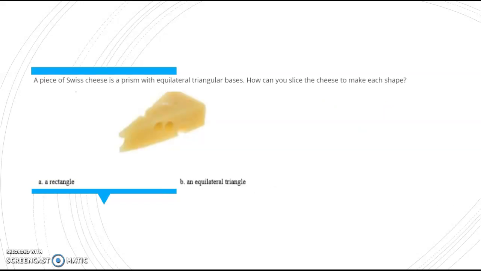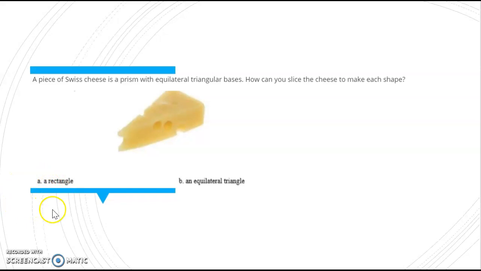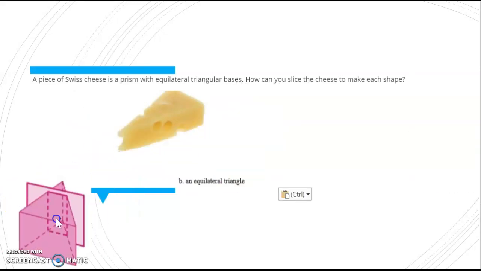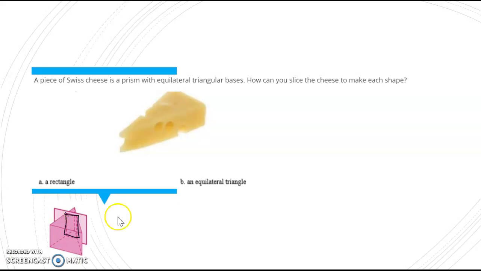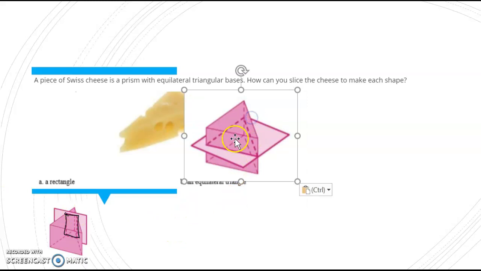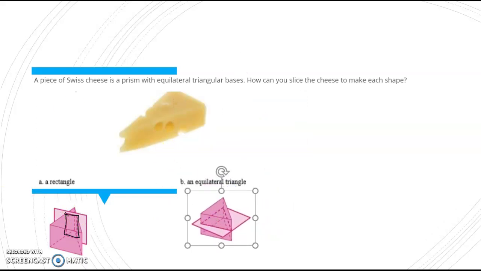So if I look at this example, it says a piece of Swiss cheese is a prism with equilateral triangular bases. How can you slice the cheese to make each shape? Well, the first shape I want to form is a rectangle. And if I look here, I have my cheese and I cut it vertically. If I put a vertical plane in there, you can see that I have formed a rectangular cross section. If I want to form an equilateral triangle, I could cut this cheese horizontally, and you can see that this will form a triangle as my cross section.